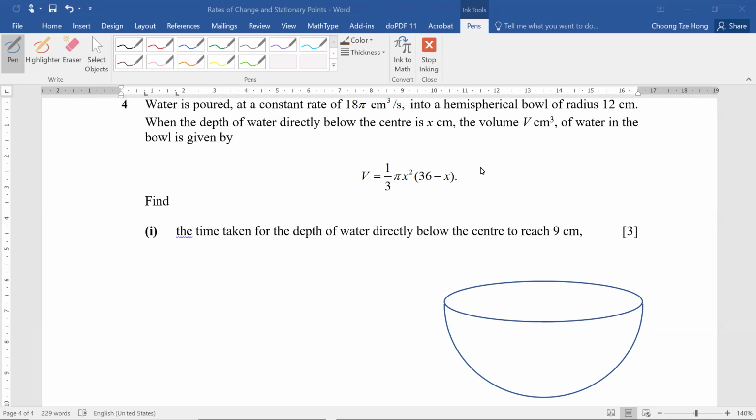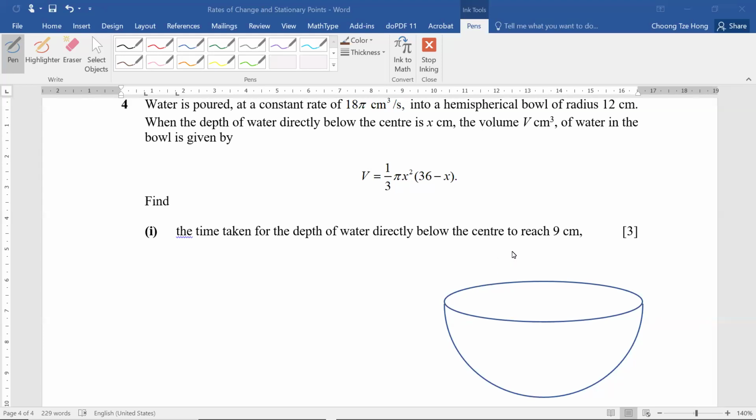No diagram is given in the question, so I've drawn this hemispherical bowl. It's recommended that if no diagram is given, you can just draw a simple diagram to help yourself visualize the question better. So let's try to understand this info better before we start solving the question.